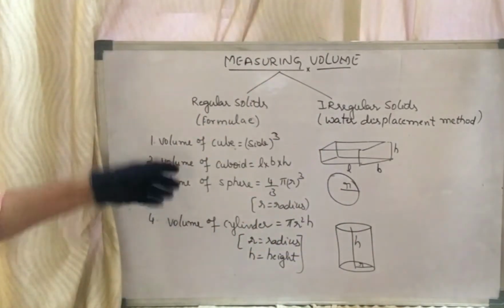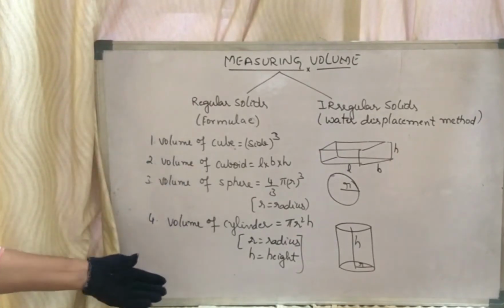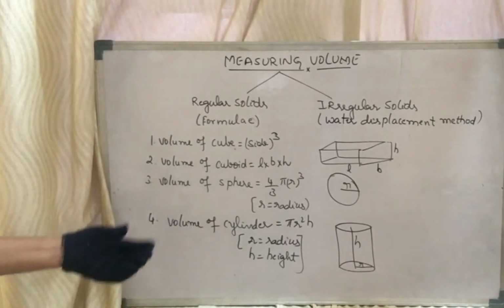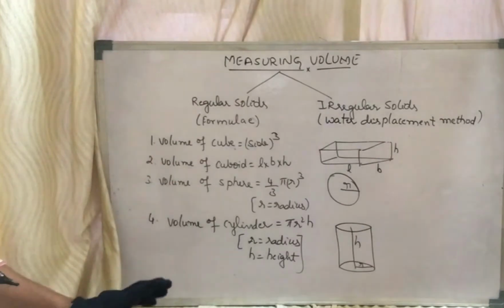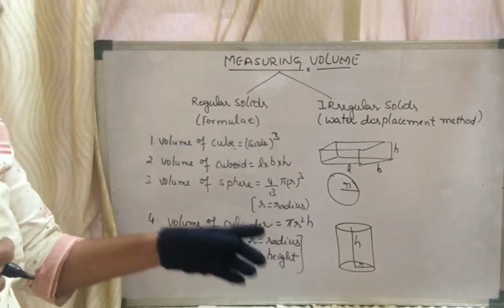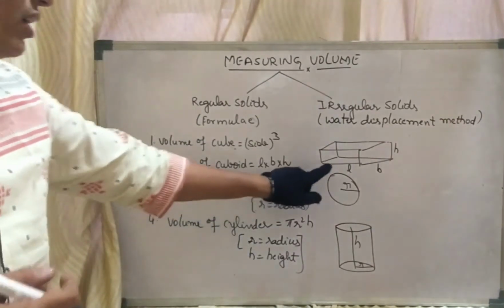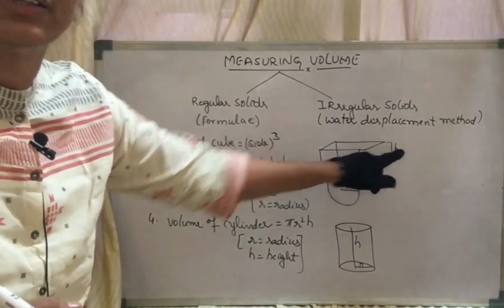The regular solids formulae I have all written here so that you can copy and learn accordingly. Volume of the cube is side cubed, side multiplied by side multiplied by side. Volume of cuboid is the length, the breadth and the height.